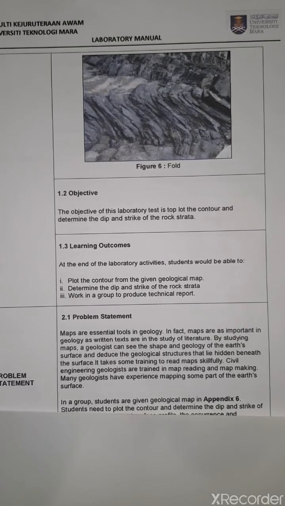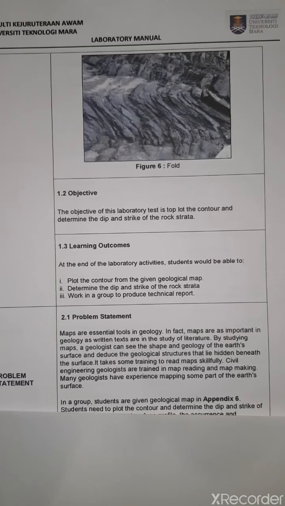The objective of this laboratory is to determine the strike and dip. You will learn strike and dip in Chapter 4, if I'm not mistaken, which is structural geology, and it covers the failure of rock strata. So in this Laboratory Map 2, we will determine the strike and dip for the rock strata, where the failure of the rock is a fold.